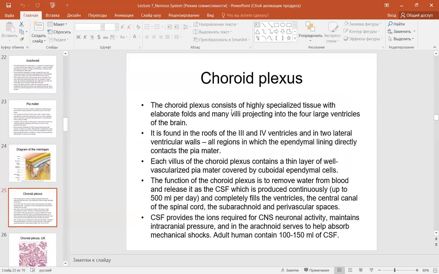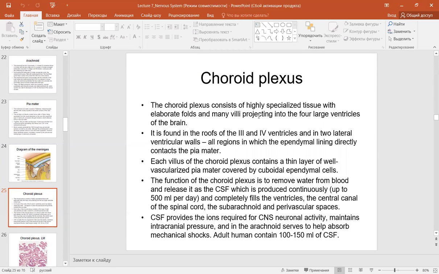The choroid plexus consists of highly specialized tissue with elaborate folds and many villi projecting into the four large ventricles of the brain. It is found in the roof of third and fourth ventricles and in two lateral ventricle walls, all the regions in which the ependymal lining directly contacts the pia mater. Each villus of the choroid plexus contains a thin layer of well-vascularized pia mater covered by cuboidal ependymal cells.